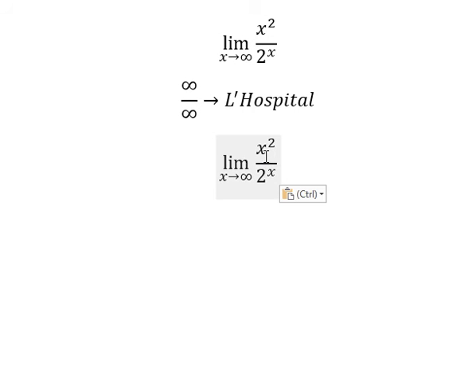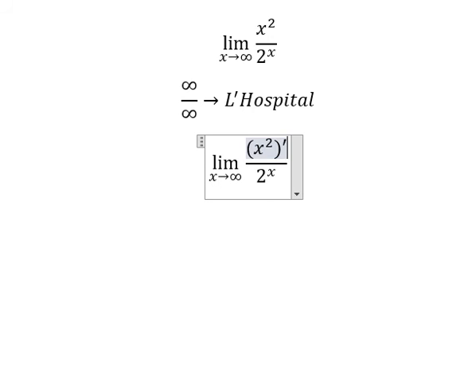When s approaches positive infinity, this one will go to positive infinity and this one will go to positive infinity. So we have positive infinity over positive infinity. So we can use L'Hospital. That means we need to do the first derivative on the numerator and denominator.